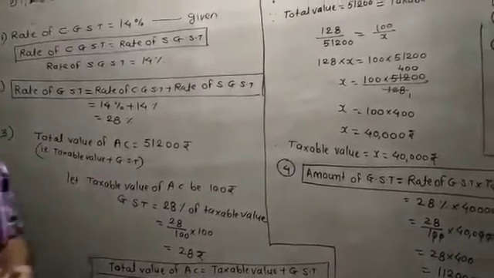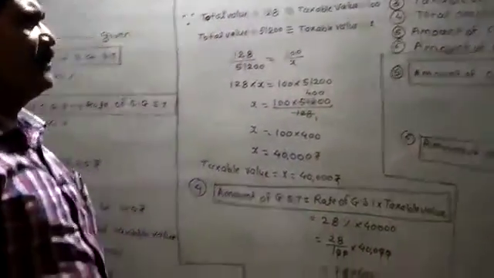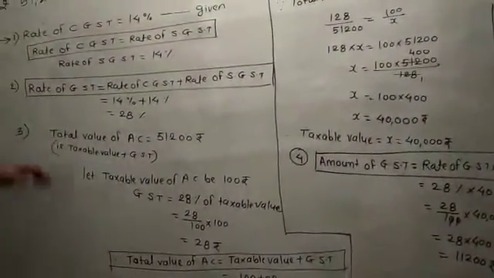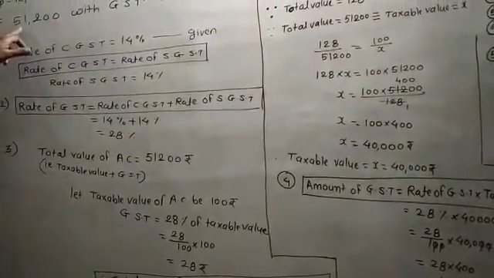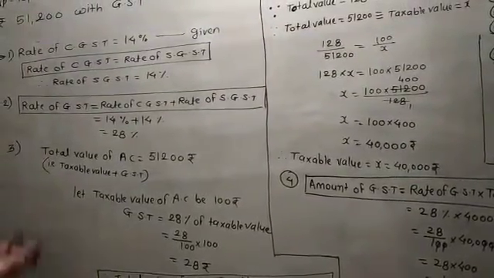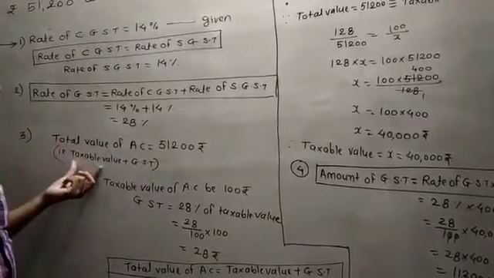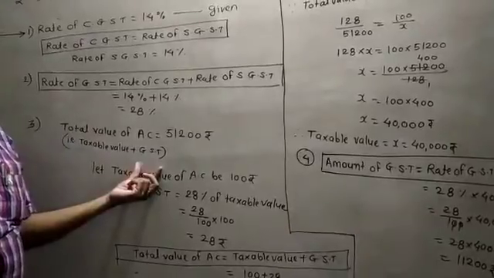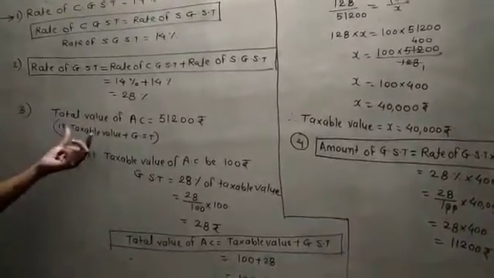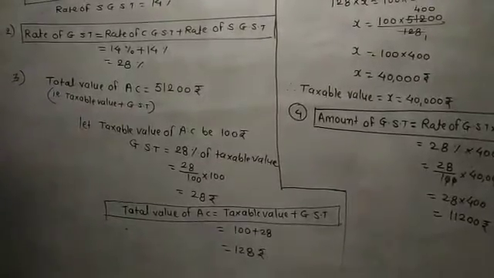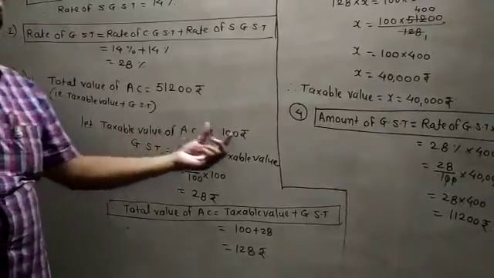Then you have to find out the taxable value. If you want to find out the taxable value, the total value is given. Total value of the AC is 51,200. This total value includes the taxable value plus GST. If you want to find out the taxable value from the total value, you have to consider that the taxable value of the AC be 100.